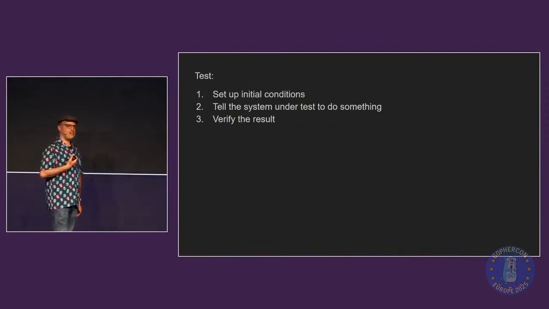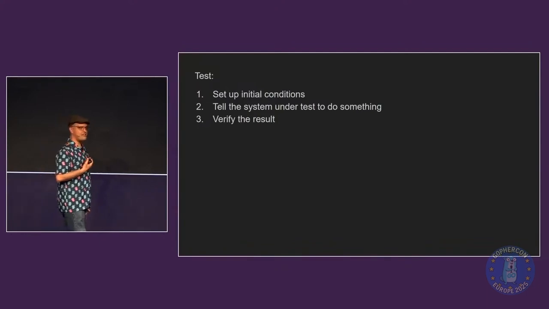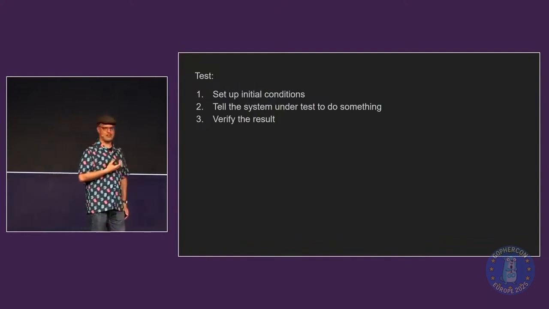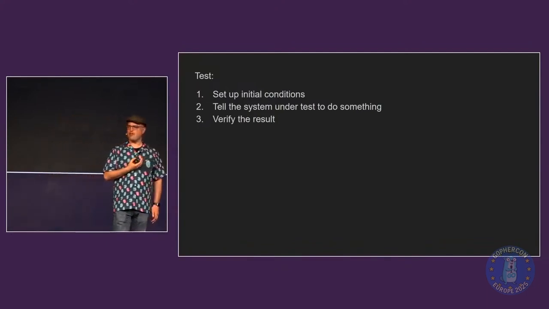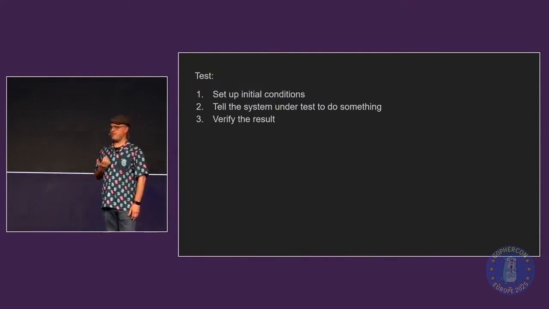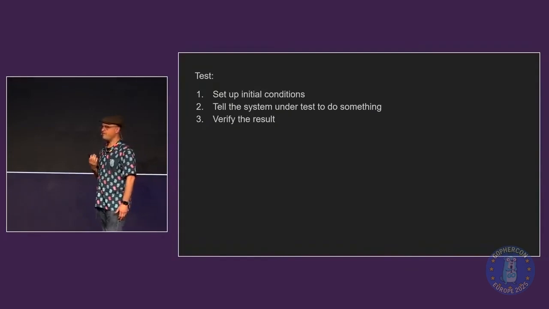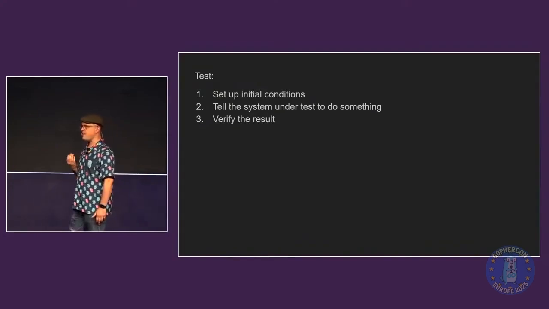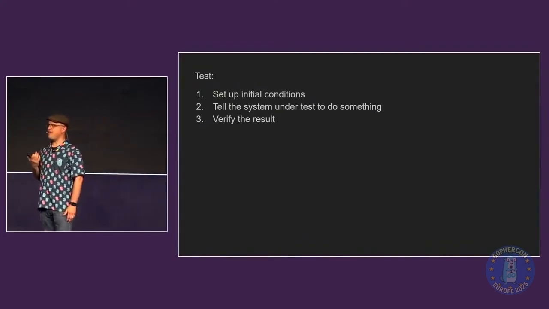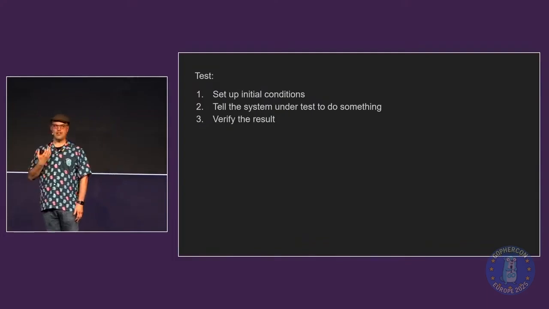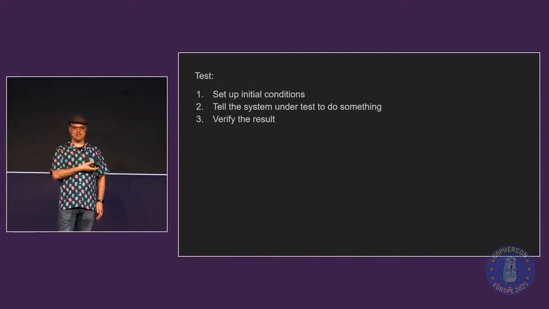A test verifies that a system behaves the way we expect it to. There's a lot of terminology around unit tests, integration tests, and so on. But for our purposes today, every kind of test reduces to 3 steps. Set up some initial conditions, tell the system under test to do something, and then verify the result.